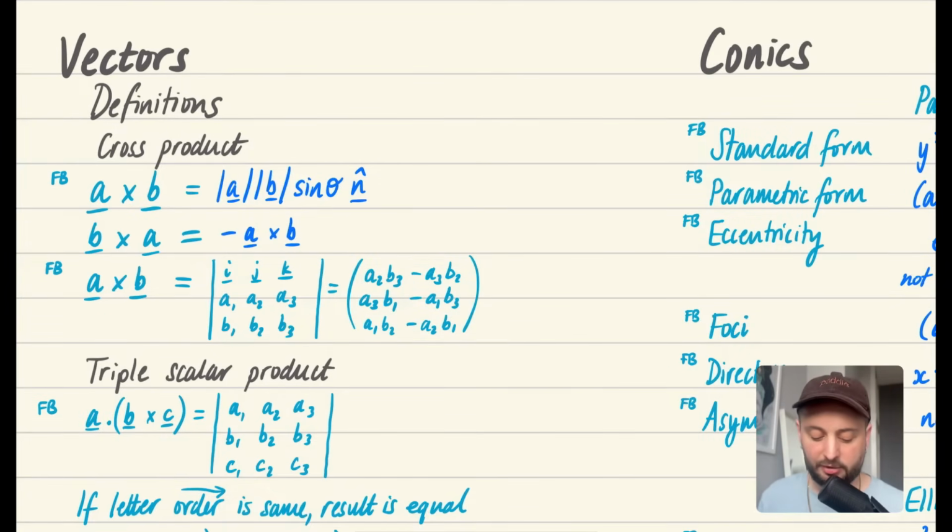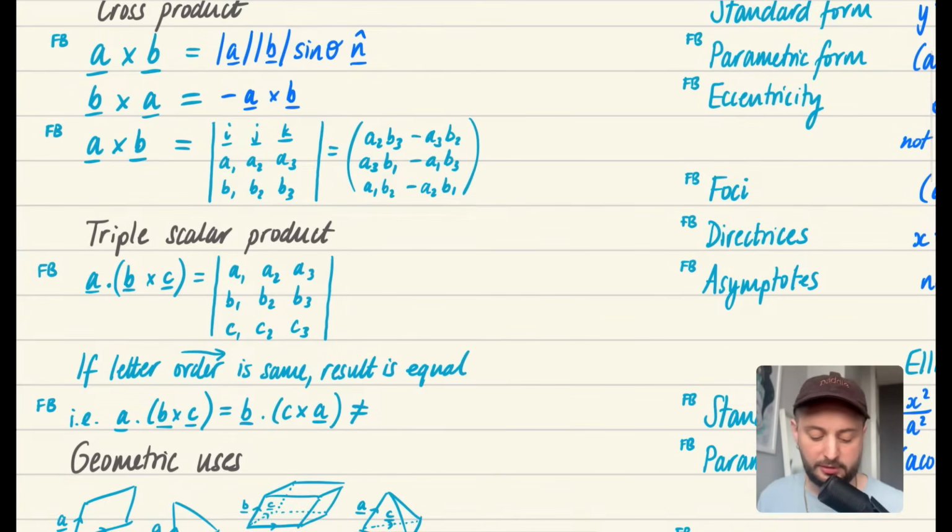Now the triple scalar product is defined as A dot B crossed with C. Again, this is in the formula book, so I've just got it pre-filled, and it's literally just the determinant of the 3x3 matrix where you put A, B, and C like this. Now, this is something that is also in the formula book, but I want to give a little bit more explanation. If the letter order is the same, and when I'm saying the order, I mean the way that you would read it from left to right, and I'll explain a little bit more in just a second.